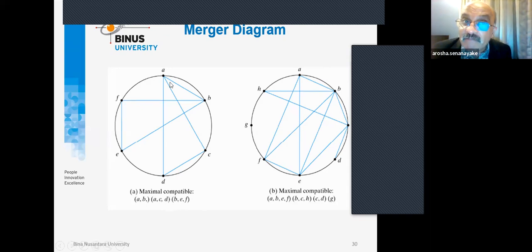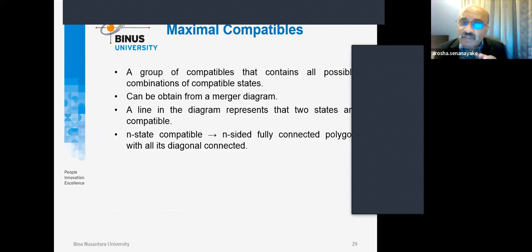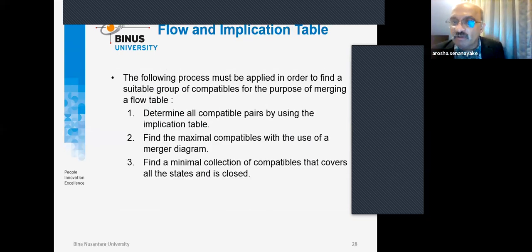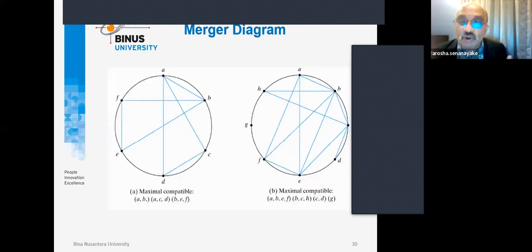But then we have AB. Very important: AB is also separately connected, and there is no triangle corresponding to it. Of course, we have to see one of the important statements: find a minimal collection of compatibles that covers all states and is closed. So we will go slowly, one by one.